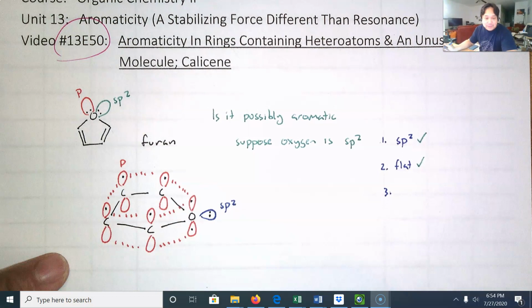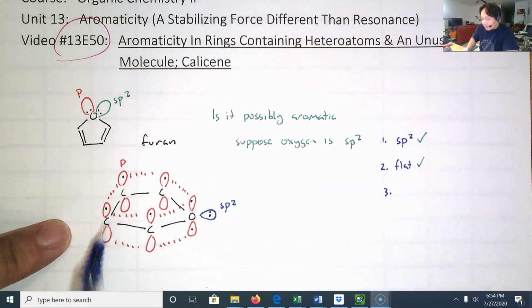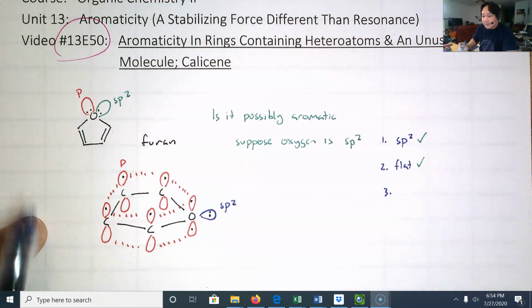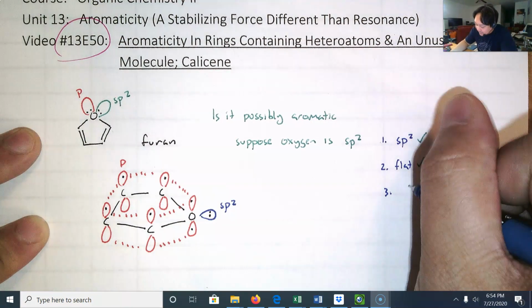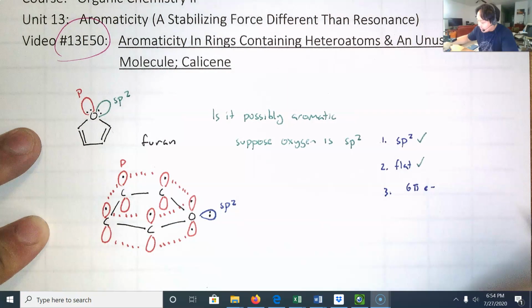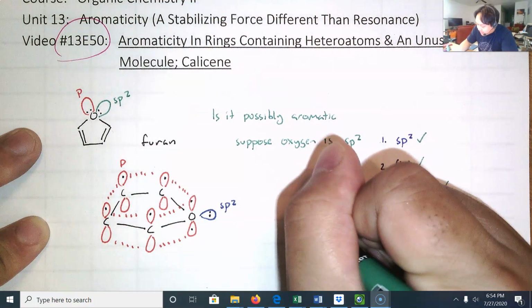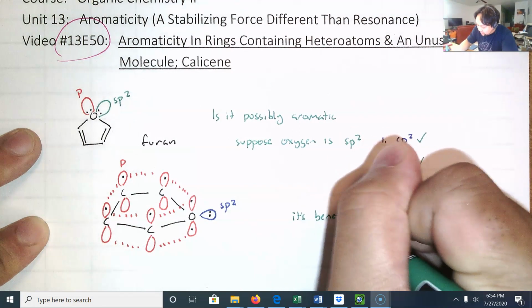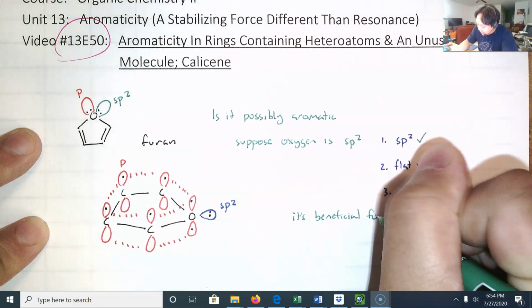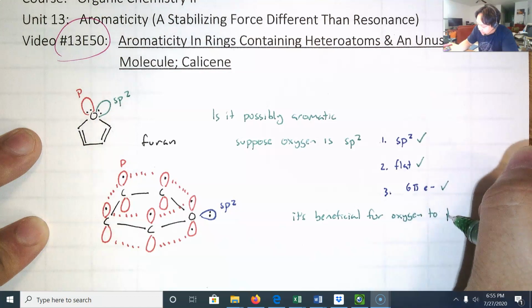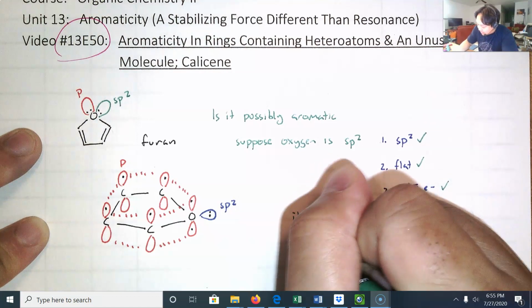How many pi electrons do you see now? You count these 2, 1, 2, 3, 4, and you count one of the lone pairs. There are 6 pi electrons. The way that I like to think about this is it's beneficial for oxygen to be sp2 hybridized.